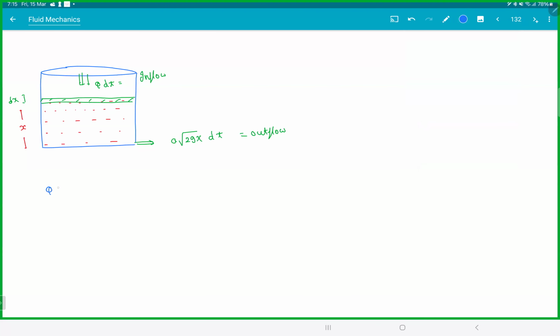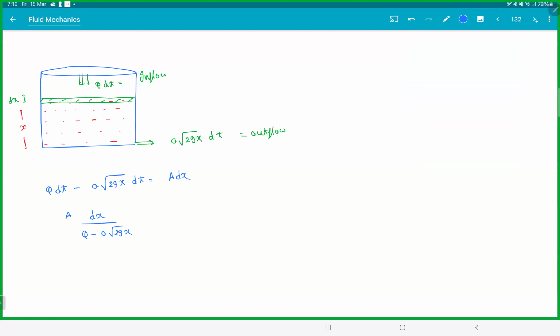So inflow is q into dt. Outflow is a into root 2 gx dt. So where did the balance go? That went to increase the water level, A dx. Make sense? Something went away. Where did the balance go? The balance is used to increase the height by dx. So dx by (q minus a root 2 gx).